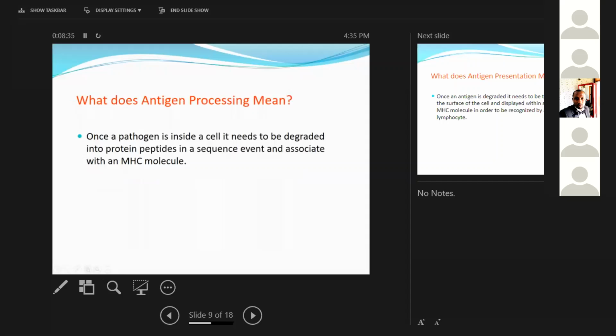Next. So once it's in the cell, now we need to process it, because inside the cell, if it's a pathogen, it will be a full protein, or a full pathogen, or bacteria, or a virus, but we need to degrade it. We need to cut it into pieces. So this is called processing. So instead of having one large macromolecule, you will have small peptides. And these peptides will then bind with MHC molecules.